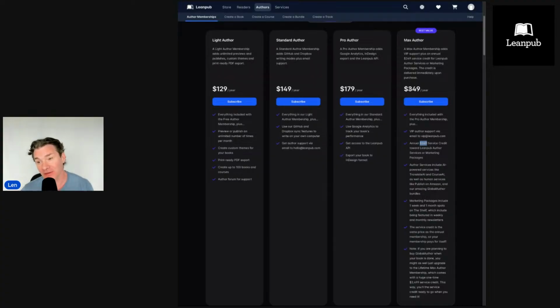So you can regard the services as free or the Max Author as free, but either way, you spend $349 and get $349 in actual service credits that you can use on Leanpub services. You might ask why we would sell this membership for $349 when you can then get $349 of service credits on it. The reason is we think that if you use the service credits, you'll probably make more money. And since we keep some of the royalties whenever you do a sale, which is how our platform works, and how KDP works, if you make more money, we make more money.